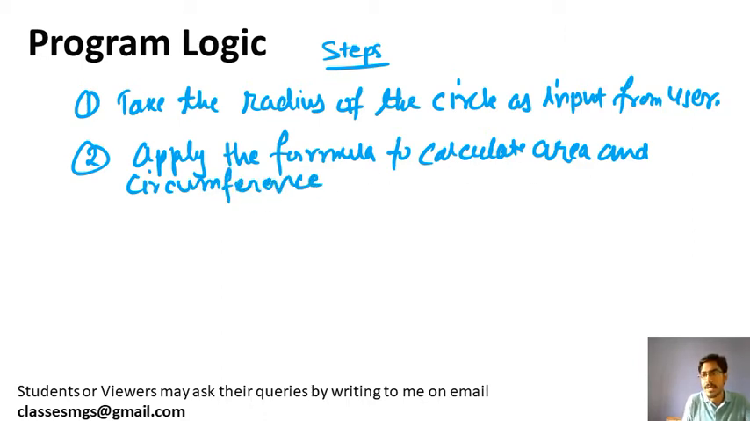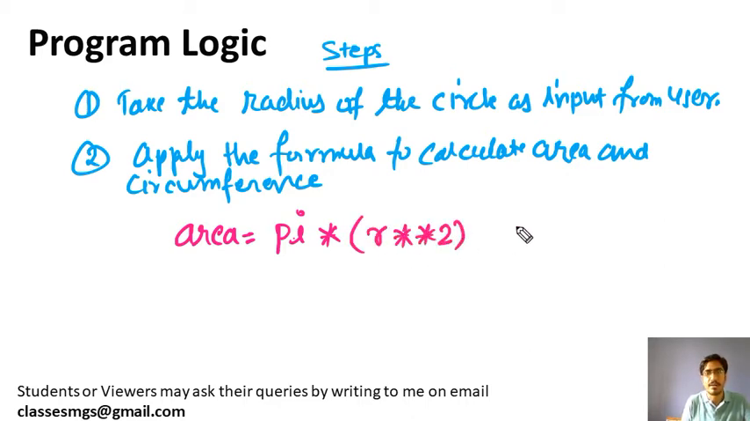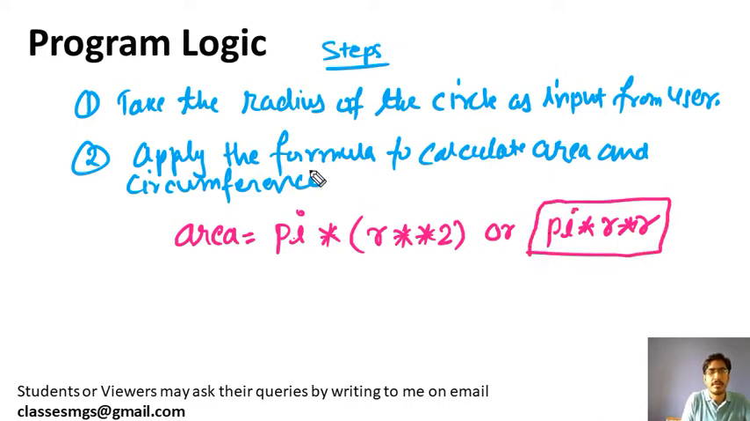We already know the formulas. Area can be calculated. Here we need to write like this: pi into r square. R square can be written using this statement, or you can write it like this, pi into r. Both ways are correct. We will have a variable pi, and that will have some value, 22 by 7, or we can say 3.14.